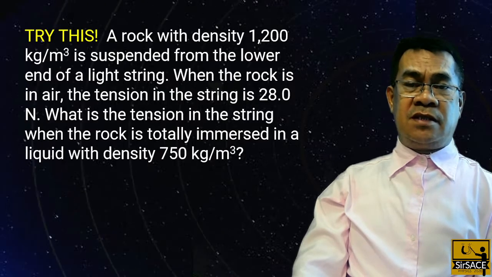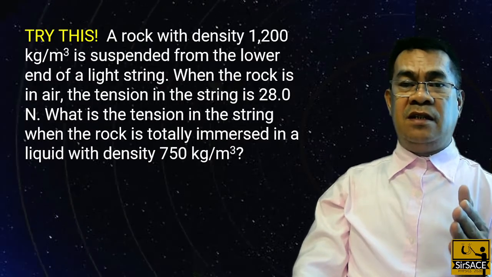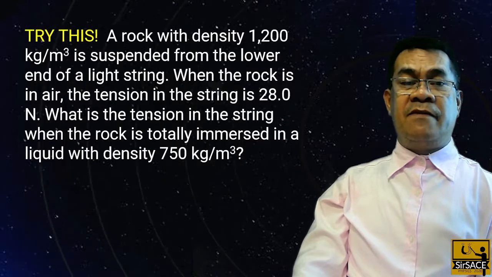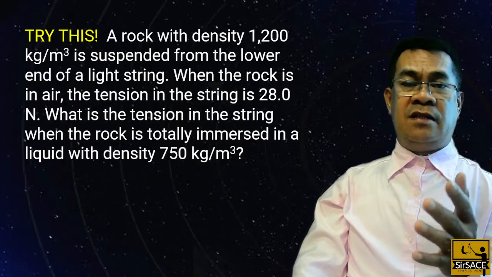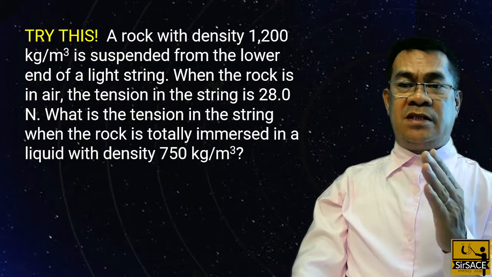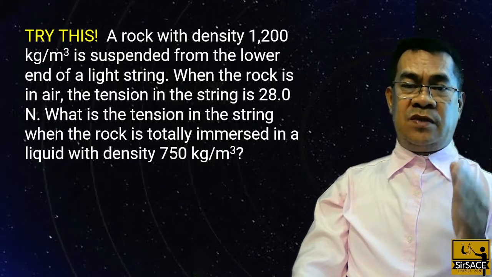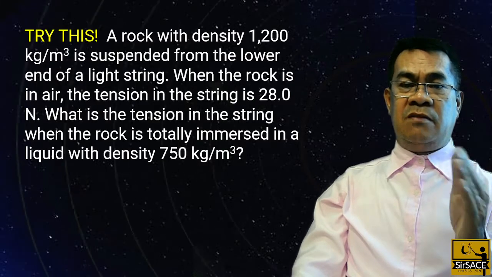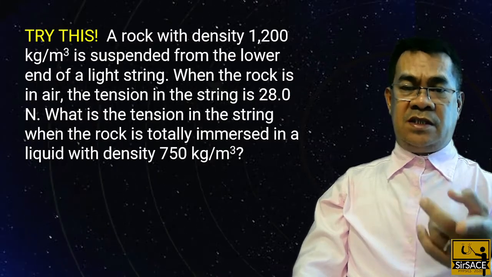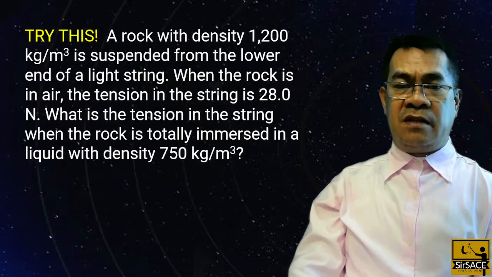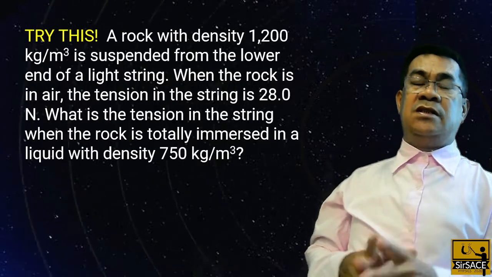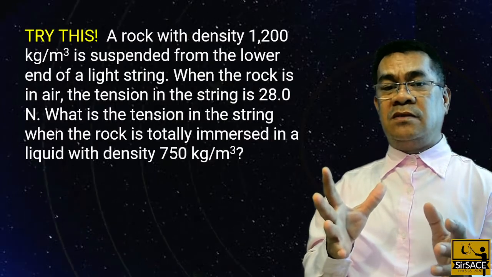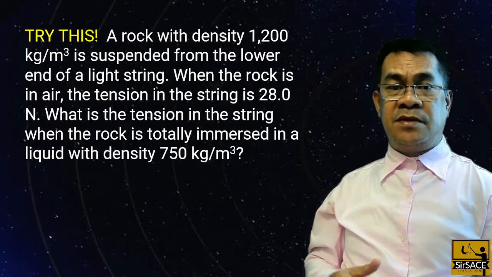Okay, so try this. This is a good problem. A rock with a density of 1,200 kilograms per cubic meter is suspended from the lower end of a light string. When the rock is in air, the tension of the string is 28 newtons. What is the tension in the string when the rock is totally immersed in a liquid whose density is 750 kilograms per cubic meter? This is actually almost the same. All you need to do is to use the given, just like what we did.